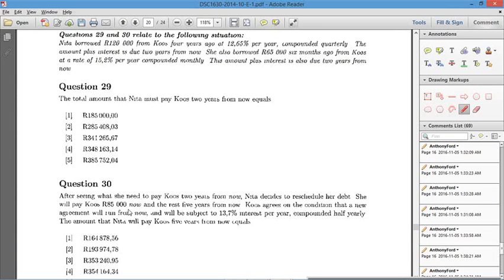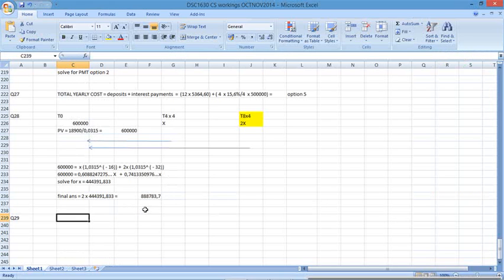Alright, question 29 and question 30. The last two questions. Nita borrowed 120 from Koos 4 years ago at 12.65 per year compounded quarterly. The amount plus interest is due 2 years from now. She also borrowed 65 6 years ago from Koos at a rate of 15.2 compounded monthly. The amount plus interest is due 2 years from now. Okay, so the total amount that Nita must pay Koos 2 years from now equals, okay, so best scenario here is to draw a timeline.